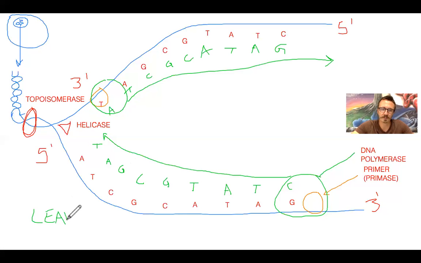And this would be a form of continuous replication because it doesn't stop. It just keeps going and going and going until the helicase enzyme unzips the whole thing and until this DNA polymerase reads it and synthesizes a new strand all the way to the end.